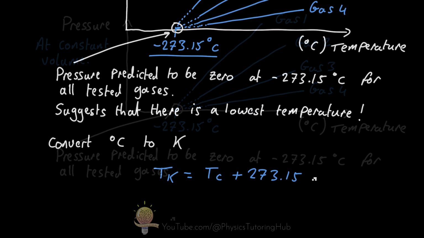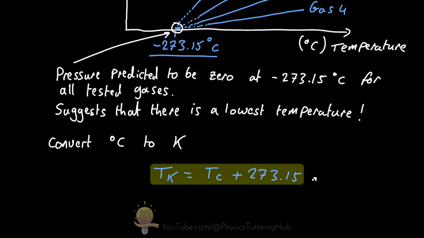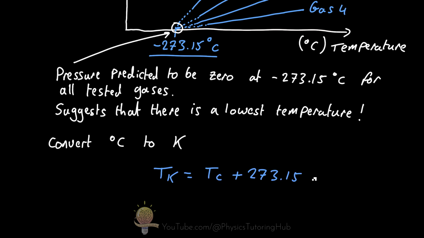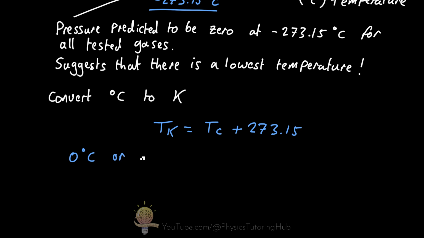So how do we convert Celsius into Kelvin? Well, we can use this equation here, and all we need to do is plug in our Celsius value in the TC variable here and add the constant value 273.15 to get the Kelvin value.